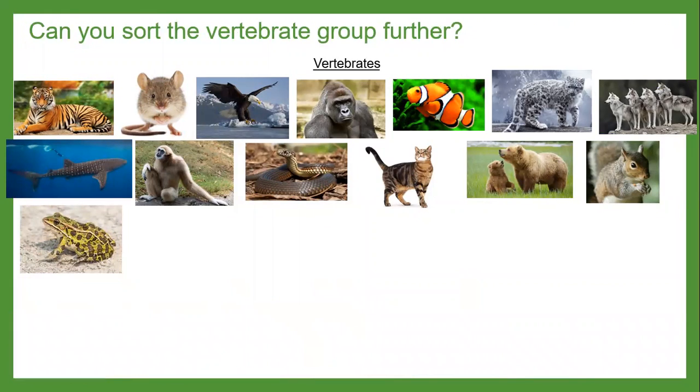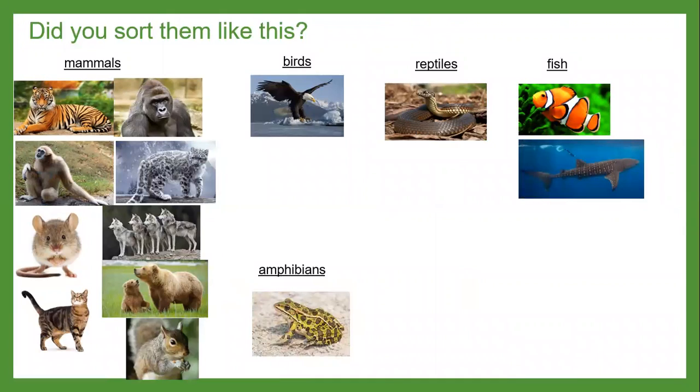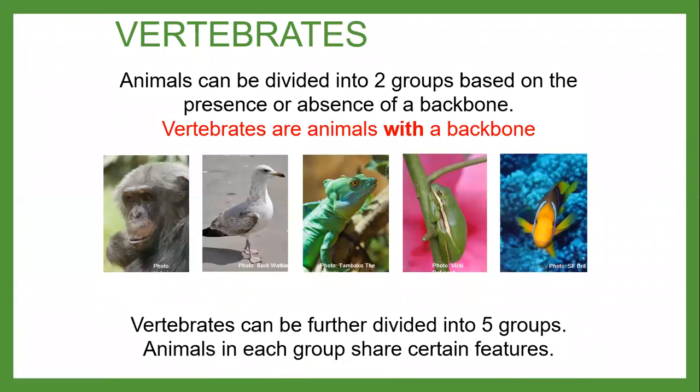But looking at just the vertebrates, can we make this group even smaller? Have a think to yourself. Can we make this group even smaller? Well, yes, we can. We can group them into mammals, birds, reptiles, fish, and amphibians. All of them have different features, which is really important, and that's how we can group them.